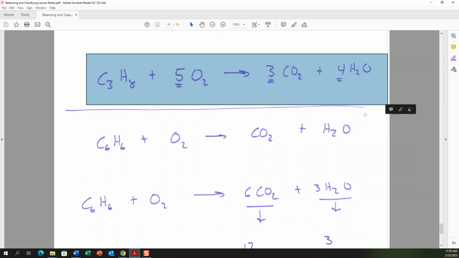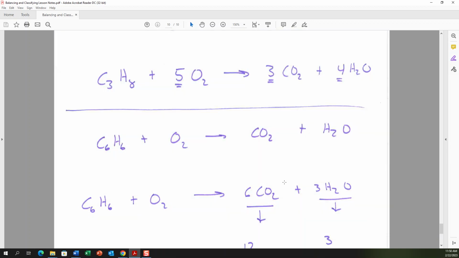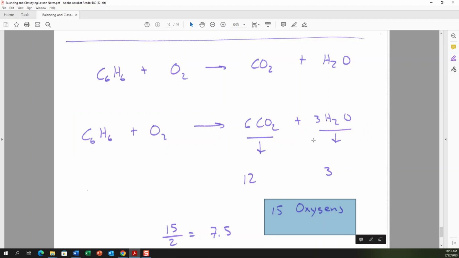Let's try it for the benzene one. So again, here's my combustion reaction. First thing I'm going to do is balance the carbon and the hydrogen. So 6 carbons, I got to put a 6 here for the CO2. 6 hydrogens, I got to put a 3 here for the water to get 6 hydrogens. Now I'm going to add up all the oxygen. 6 times 2, I have 12 O's here, and 3 times 1, I got 3 O's here. That's a total of 15 oxygens on the product side.